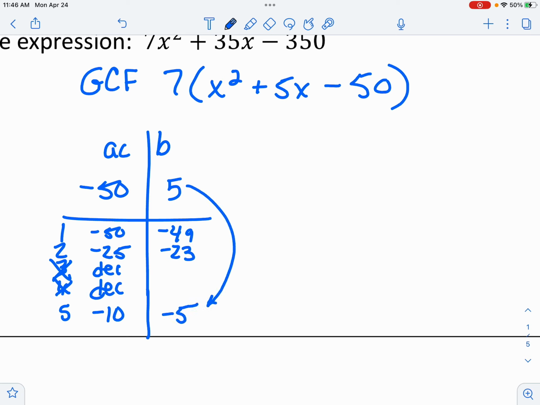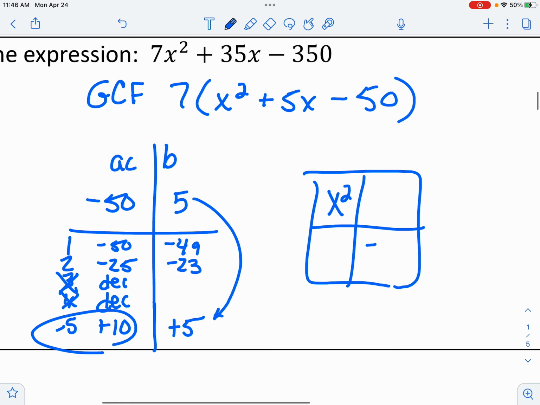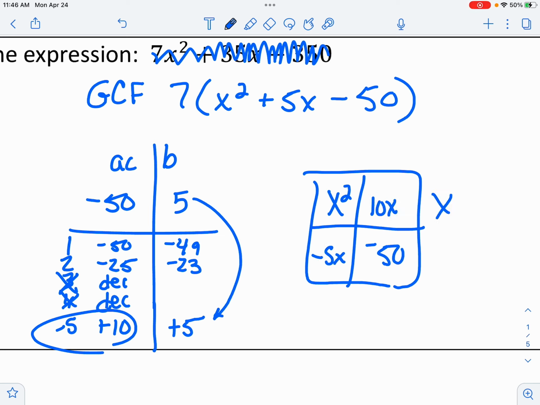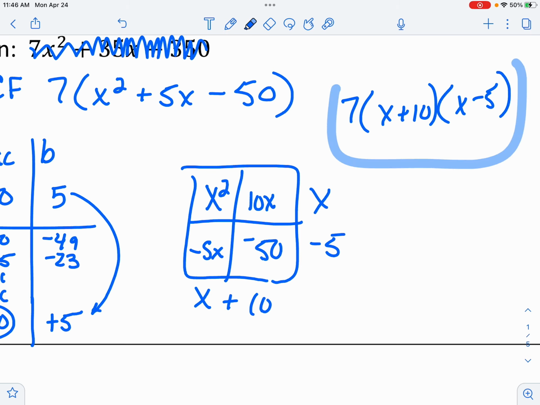Right number, wrong sign, change, change, change. Magic numbers. So we get x squared, take away 50. Please do not use these. Magic numbers, negative 5 with an x and 10 with an x. GCF, x plus, x minus 5 here from the left, and x plus 10 from the top. So my final factored form is my GCF, my x plus 10, and my x minus 5. Those are the factors, 1, 2, 3.